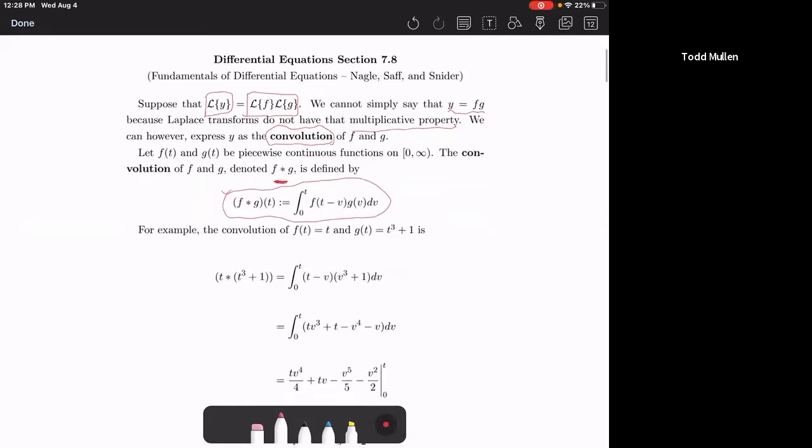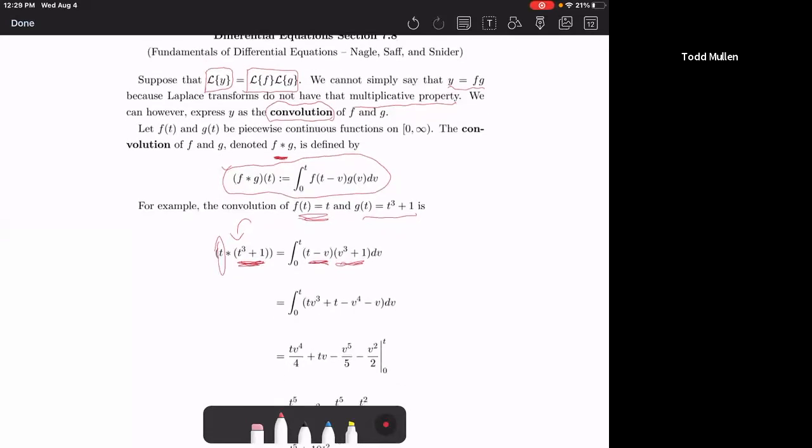So for example, if f of t is equal to t and g of t is equal to t cubed plus 1, that convolution is equal to the integral from 0 to t of f of t minus v. So that's just, f of t is t, so f of t minus v is just t minus v, times g of v. So we plug in v into our g equation here and we get v cubed plus 1. Now we calculate that integral with respect to v.